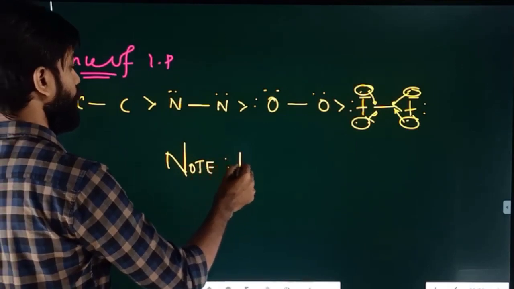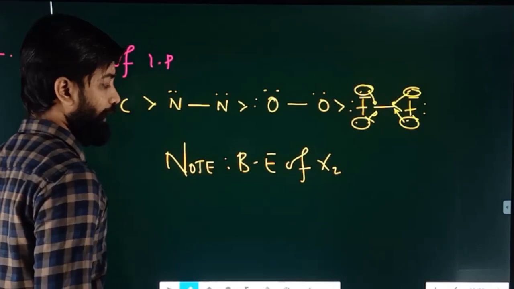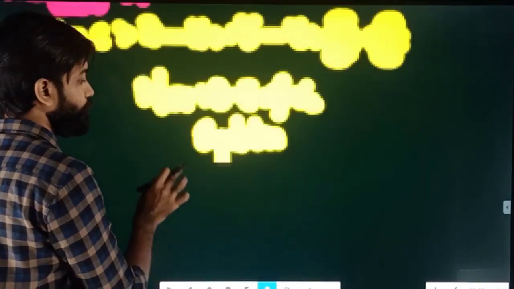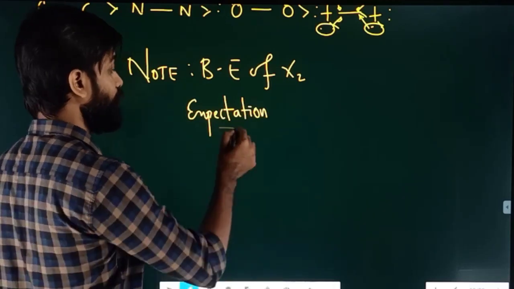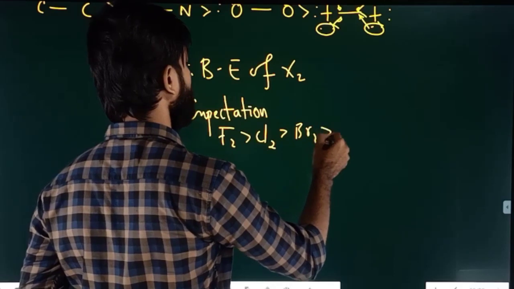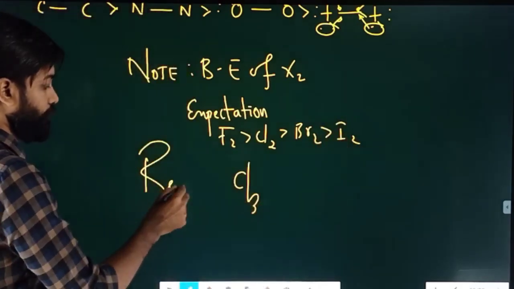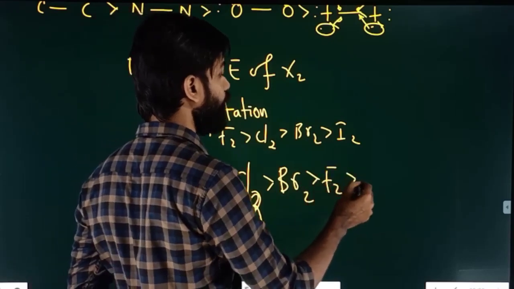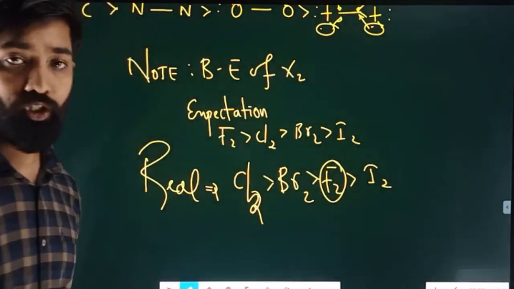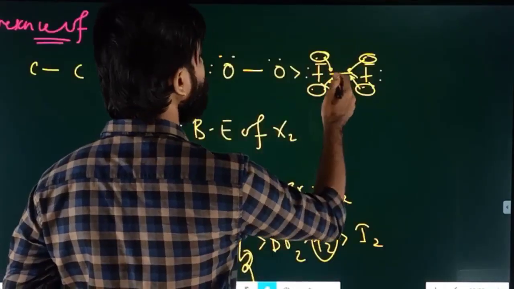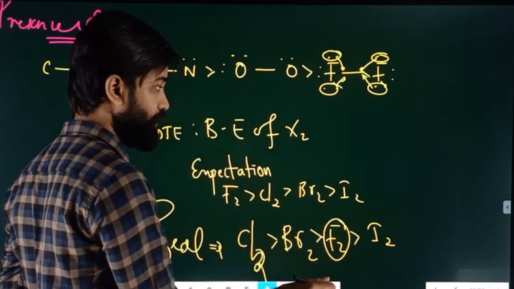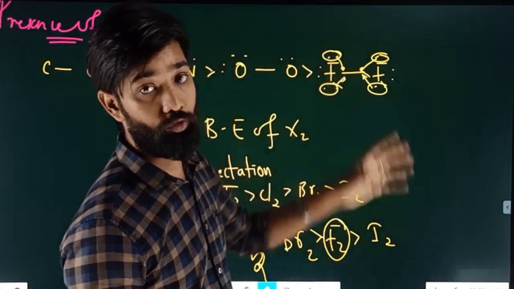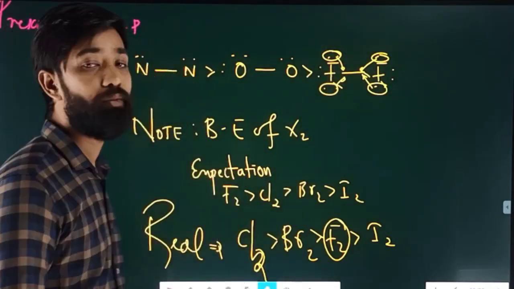Next, bond energy of halogens. Actually, our expectation is that fluorine has greater bond energy than chlorine, than bromine, than iodine. Okay, but in reality, chlorine has greater bond energy than bromine, which has greater bond energy, followed by fluorine, and the last one is iodine. Why does fluorine occupy the third position? Fluorine has three lone pairs. Moreover, all halogens have three lone pairs around them. Moreover, the bond is much shorter. Since the bond length is much shorter, surrounded by a lot of lone pairs, there will be greater repulsion, which weakens the bond. So bond energy automatically decreases. Okay.